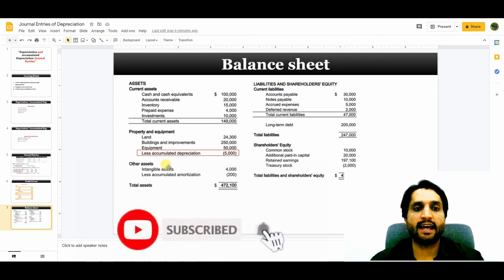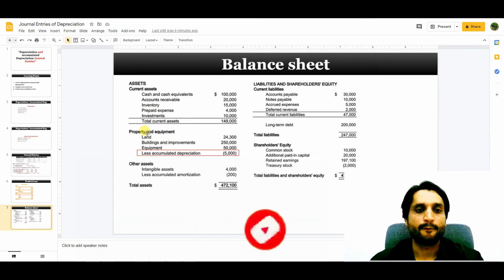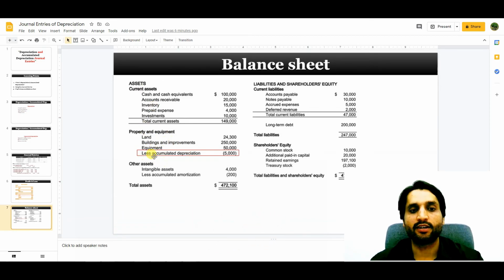In the balance sheet, under the assets, there are current assets and fixed assets. Under the fixed assets, you can see here less accumulated depreciation. These are the actual costs of the assets when we bought them, and this is the total depreciation for all the years we are charging. This is an accumulation, the total depreciation of all the years. So this is the concept of depreciation and accumulated depreciation, guys.